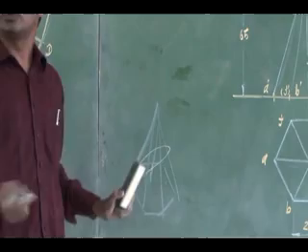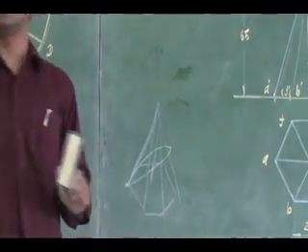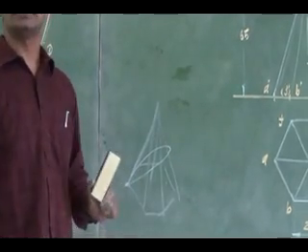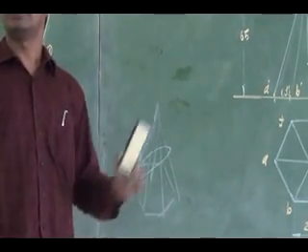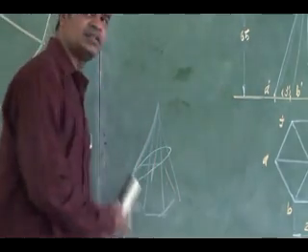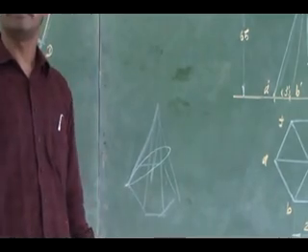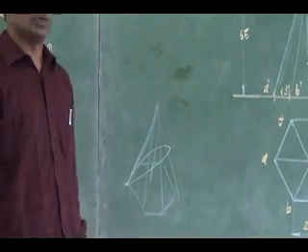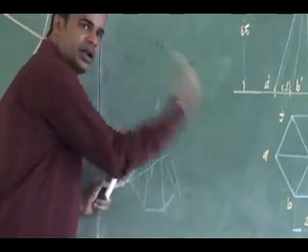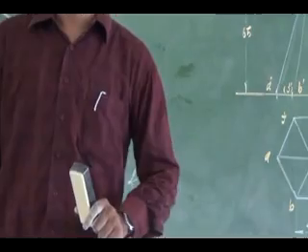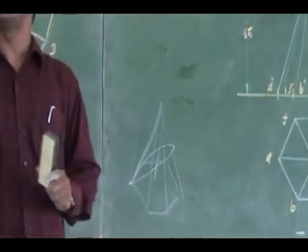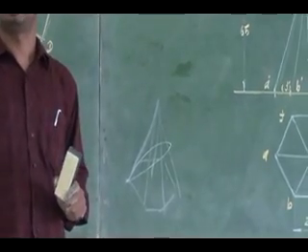So what is asked? What is the shortest distance required for the thread? What is the shortest length of the thread required? How can we find it out? A thread is wound around the pyramid like this from a corner to the same corner, around the surface. So how can I find the shortest distance of the thread required?